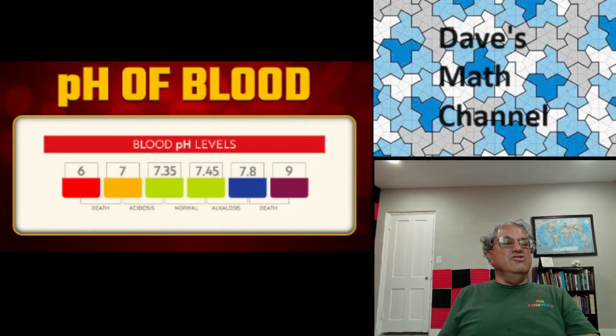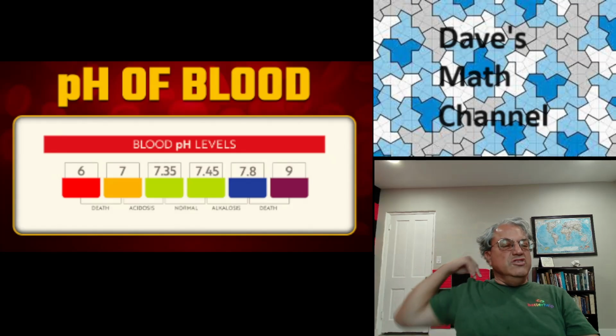And like I said earlier, your blood has to have a very regulated pH. I guess it's around 7.4. I think I misspoke earlier. It should be between 7.35 and 7.45. That's normal. And most of the time, I think most people's blood is in that range of pH. But sometimes it can get off balance.